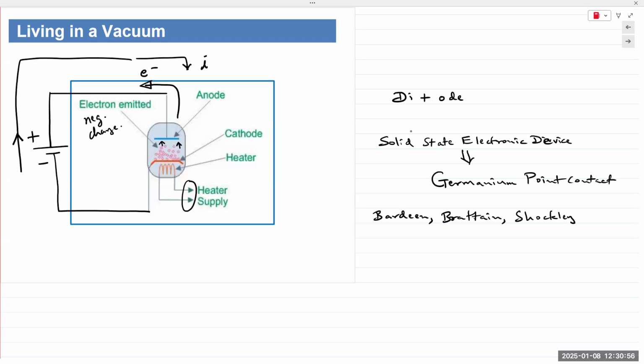Should be K-L-E-Y, Shockley. And they created and displayed a working prototype of the first point contact transistor. And then shortly thereafter, the world just exploded. I mean, the semiconductor industry just grew by leaps and bounds.